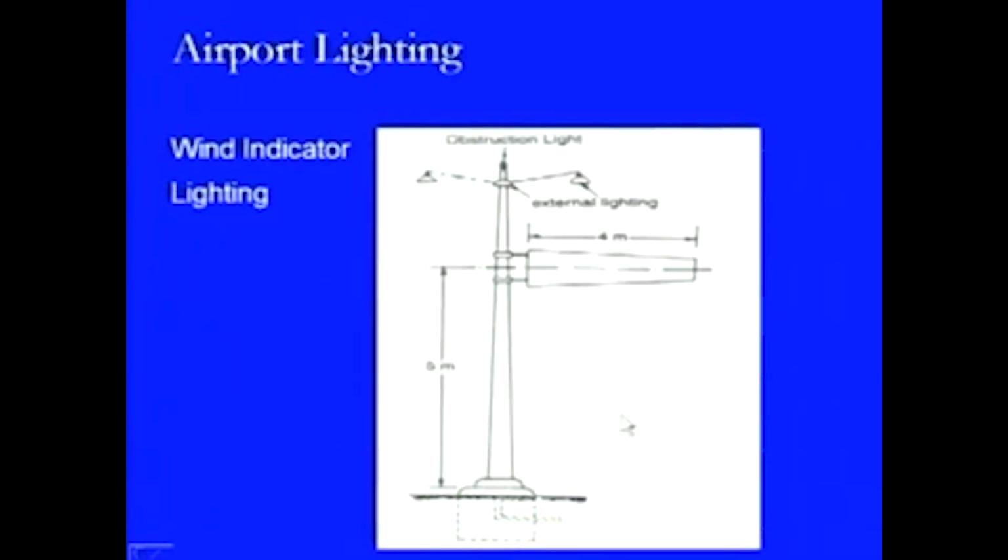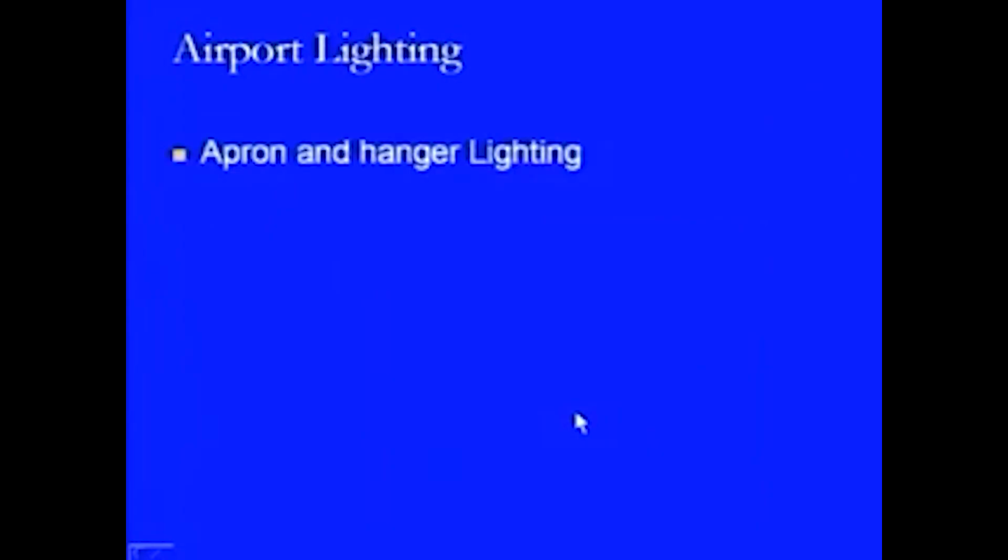Here we are going to look at the wind direction indicator. This is the pole on which the wind direction indicator is provided. This is the cone of the wind direction indicator, provided at a height of 5 meter above the ground. Above that we are providing the lights, and these are the external lights which illuminate this indicator.